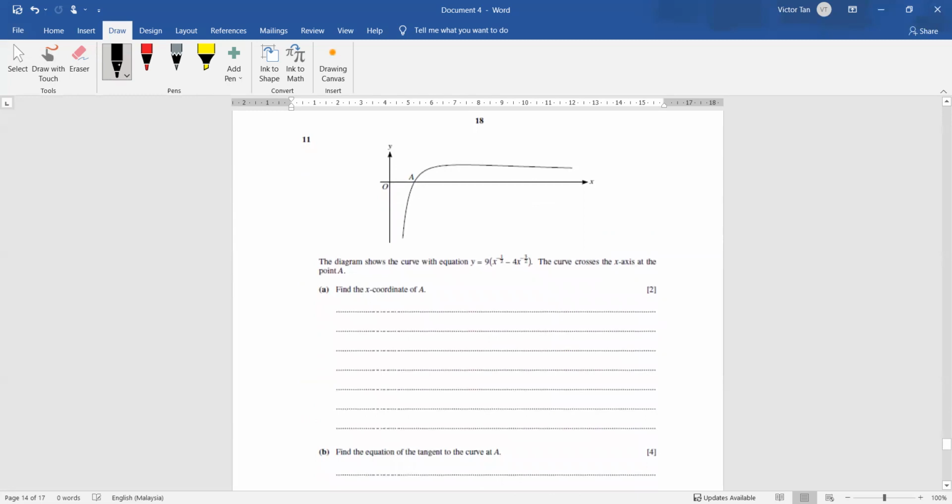Okay, we have come to the last question. The diagram shows the curve with equation y equals to 9x power minus half minus 4x power minus 3 over 2. The curve crosses the x-axis at a point A. Find the x coordinate of A. So here y equals to 0.